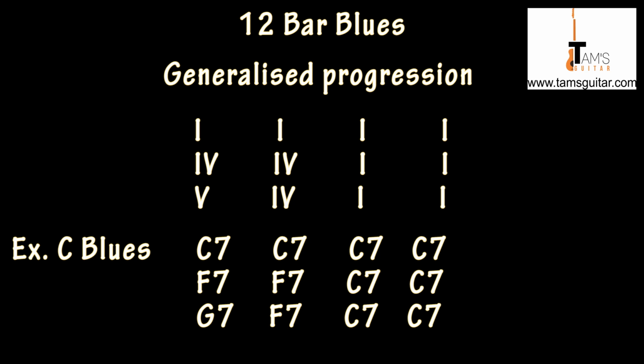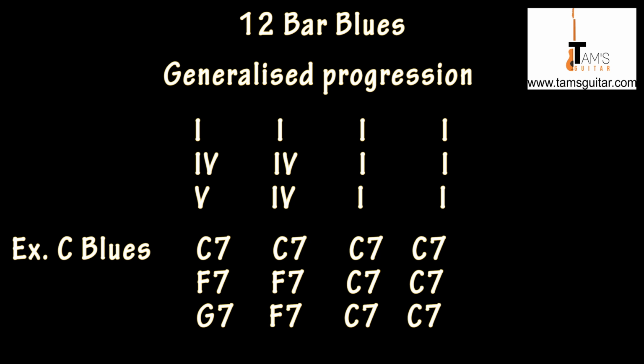Alright, and then comes 4-4. That means for 2 bars you are going to play 4. So if you are in C, then 4 is F. So 2 bars F, then again 2 bars 1, that is C, then 1 bar 5 chord, that is G, and 1 bar 4 chord F, and then 2 bars 1 chord, that is C. So this is the basic idea behind 12 bar blues.